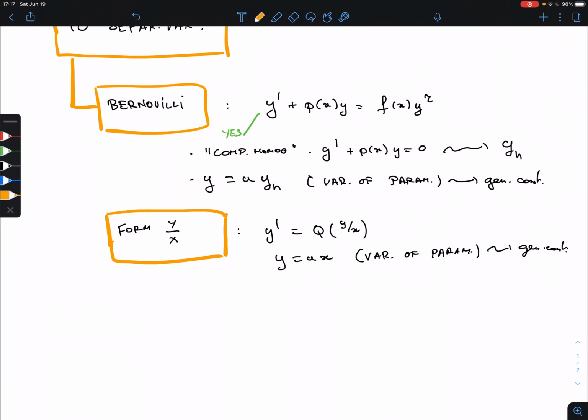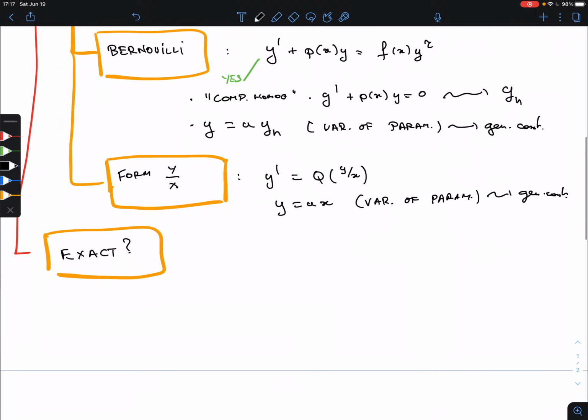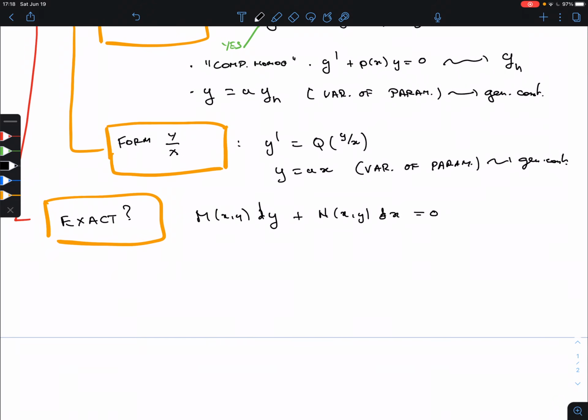Okay, so these are the two that can be transformed. We have not seen other ones. There are others, but we haven't seen them. So let's see what happens if that's not even the case. Then we have only one more left, and that is: is it exact? Those have a very special form. They look like this: M(x,y) dy plus N(x,y) dx equals 0. Here, instead of y prime, we're writing dy/dx and then clearing the denominator, so to speak, because that is much more telling.